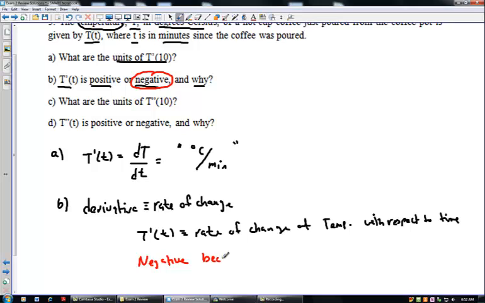And this is because the cup of coffee is cooling. Or you could say the temperature is decreasing, which is just a fancy way to say that the coffee is cooling. All right, so the temperature is decreasing.